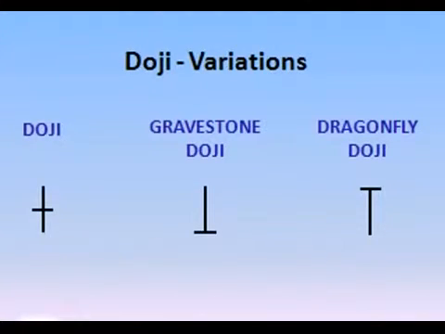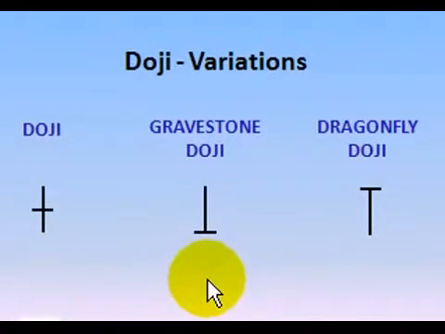We have three common variations of the doji. Note that in all three cases the open and close are equal or almost equal, which is what defines the doji. On the left, here we have the common doji, with the price moving both above the open and close to form a higher high and below the open and close to form a lower low.